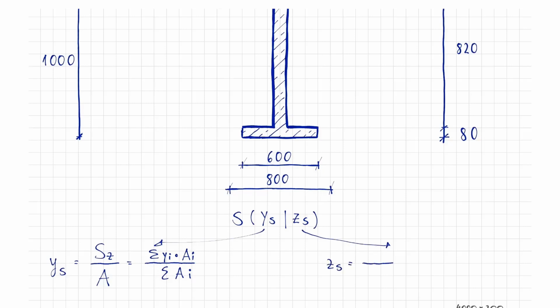On the other hand, zs is equal to the statical moment in the y direction divided by the sum of all partial areas. Usually, I just write these formulas and the calculation method becomes clear.